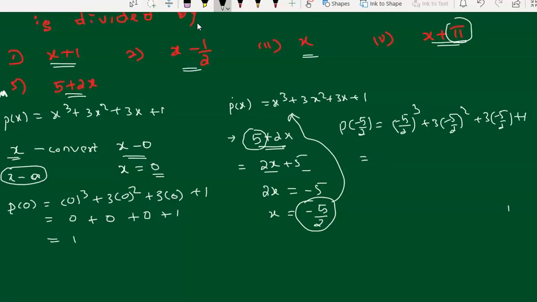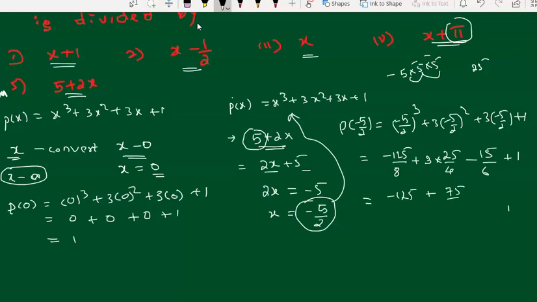Okay, 5 cube means nothing but 5 into 5 into 5. Minus 3 times, minus only you are going to get. 5 fives are 25, 25 fives are 125, right? So minus 125. 2 cube is nothing but 8. Here 5 fives are 25, so 25 upon 4 you are going to get. You have to multiply this: plus into minus is minus. 3 fives are 15 upon 6, and you are going to get plus 1 here. At the same time, minus 125 upon 8, 3 into 25 is 75 upon 4, minus 15 by 6 plus 1.